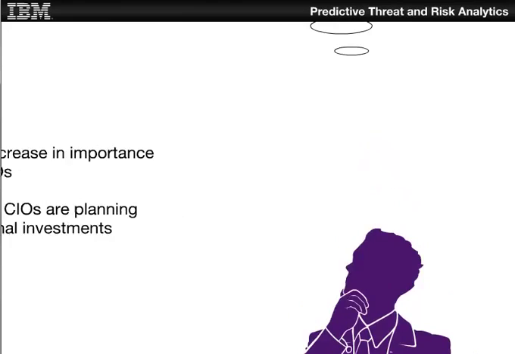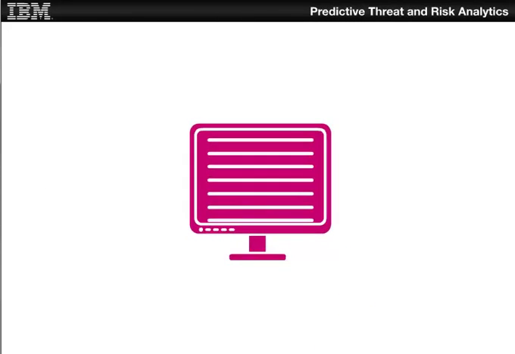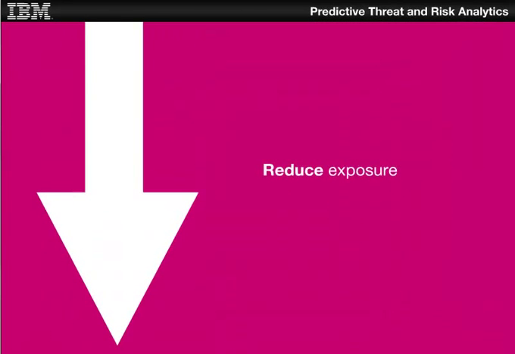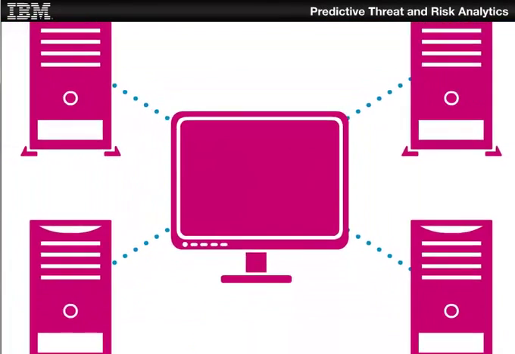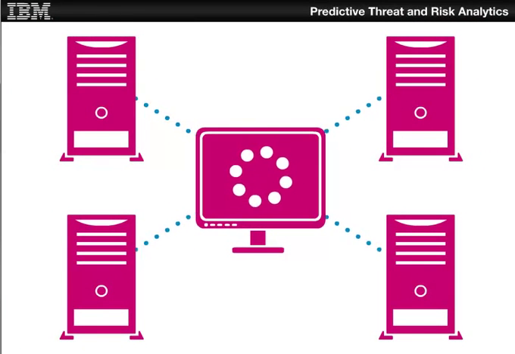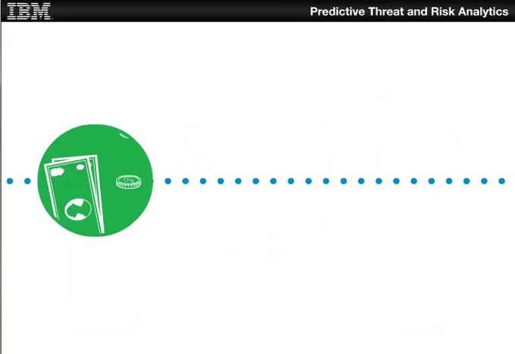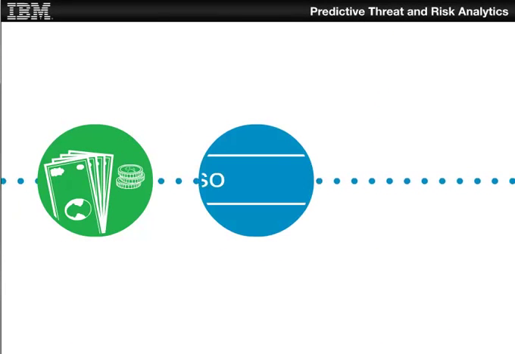Your best defense is a systematic approach to reducing exposure and minimizing negative impact. But where do you begin? An ideal place to start is by analyzing the billions of bits of data your company is already acquiring or has access to, looking through transactions, emails, surveys, and more.